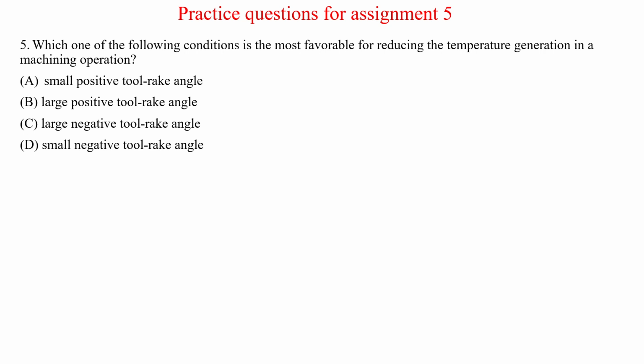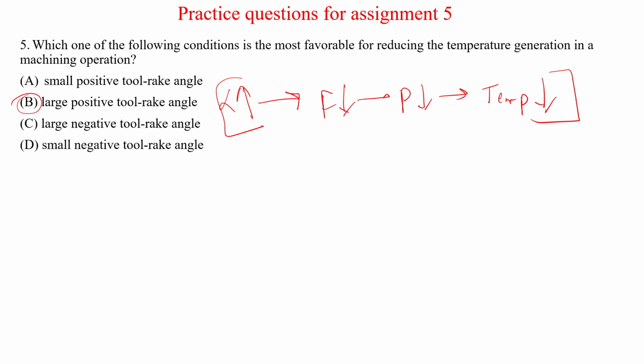B, sir. Large positive rake angle. Why are you saying this? Increasing rake angle decreases the forces. Right. Power consumption decreases. Okay, very good. The answer is B. Because if the rake angle increases, the force reduces, power reduces, then the temperature also reduces. Right? Everyone is okay with this?